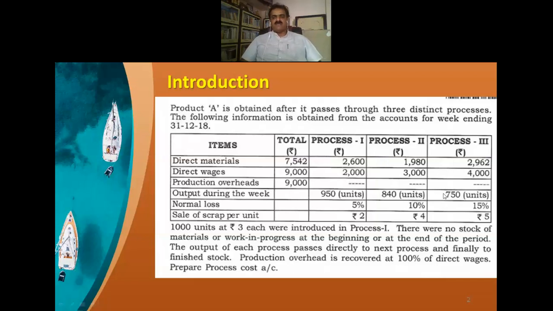That's given, and it's also a hint that there is no stock of materials either in the beginning or the end, and production overheads are recovered at 100% of direct wages. That means whatever the wages may be, production overheads are 100% of that. That means if 2000 rupees is the direct wages, production overhead is also 2000 rupees, because direct wages and production overheads are equal at 100%. So this is a simple problem on process costing. Let us understand how to prepare process accounts.